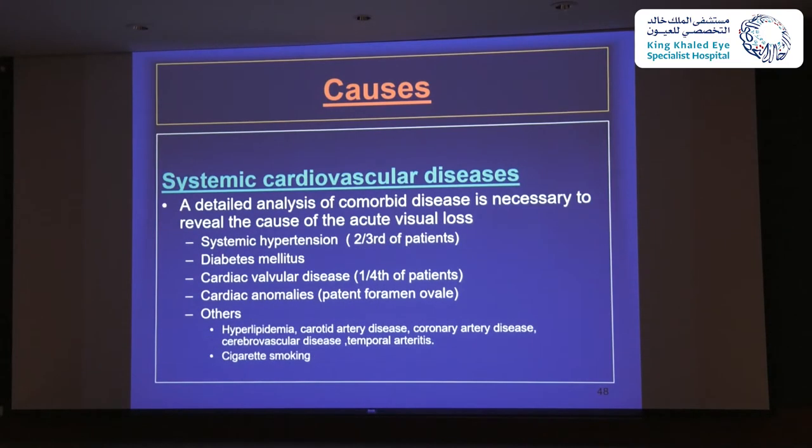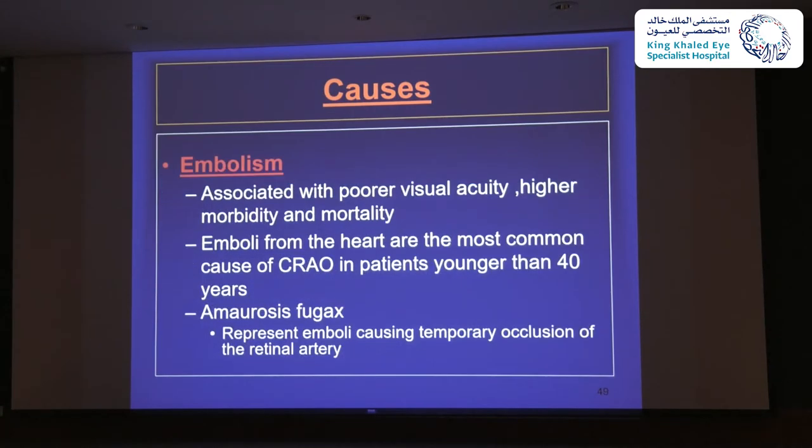Systemic cardiovascular disease: in detailed analysis of comorbid disease, it showed systemic hypertension in 2/3 of the patients, diabetes mellitus and cardiac peripheral disease in 1/4 of the patients, cardiac anomalies like patent foramen ovale, and others like hyperlipidemia, carotid artery disease, coronary artery disease, cerebrovascular disease, temporal arteritis, and in addition cigarette smoking. Emboli are usually associated with poor visual acuity, and higher morbidity and mortality when you see them.